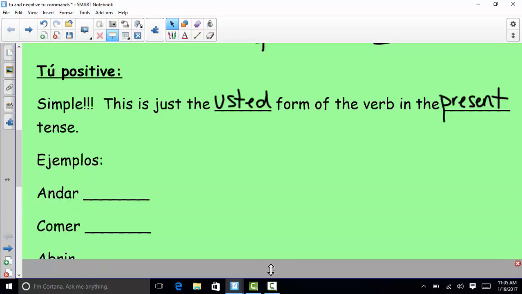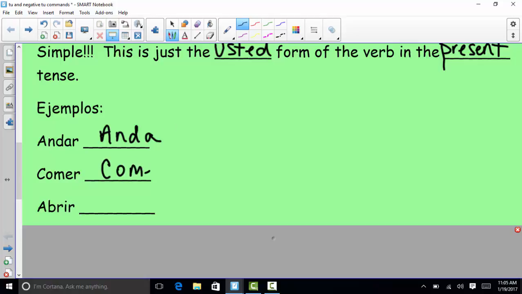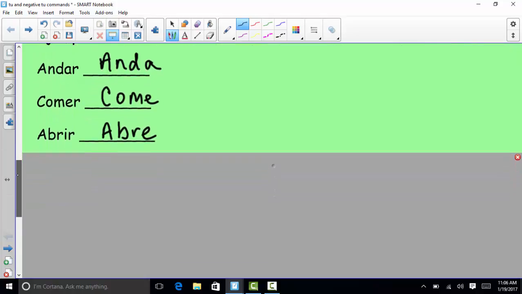So a few examples of some regular command verbs. If I wanted to say walk, the él/ella/usted form is anda. If I want to say eat, the él/ella/usted form is come. If I want to say open, like open the window, the él/ella/usted form would be abre la ventana. Okay, simple for the positive commands.